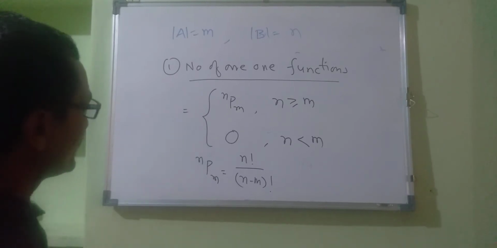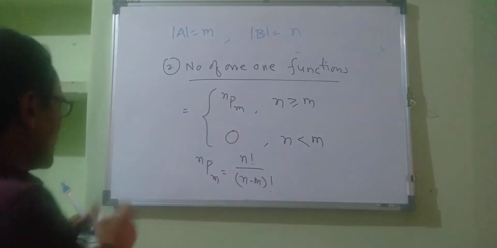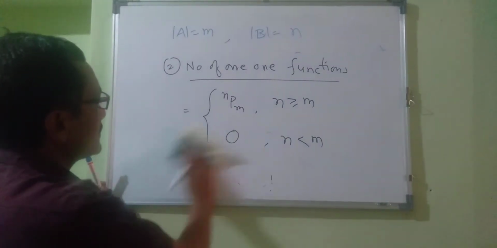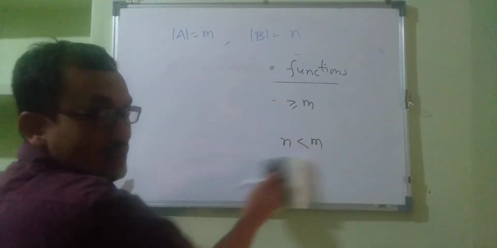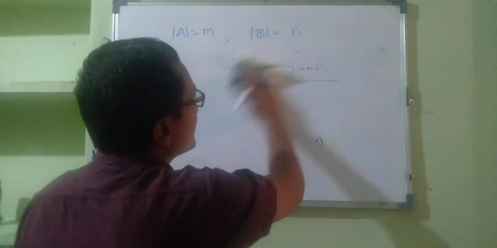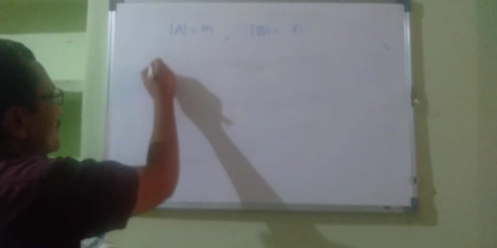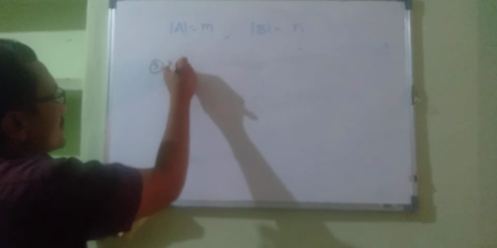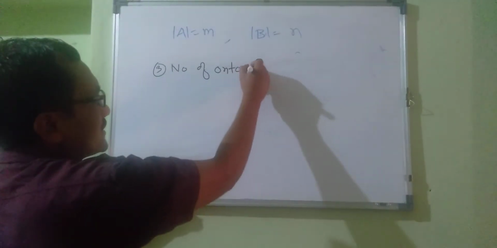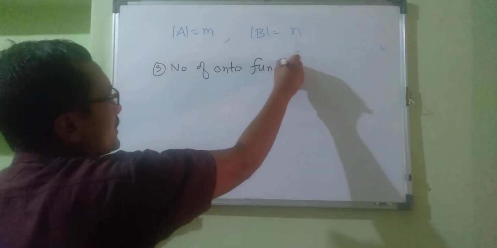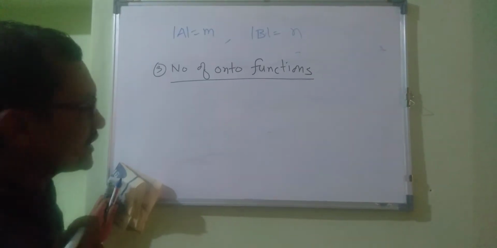So the next thing, the second thing we have seen. Now we have to see the third thing, that is the number of onto functions. How can we find the number of onto functions? In the next session we will see what onto functions are, but before that we will see the number of onto functions. It has a formula.